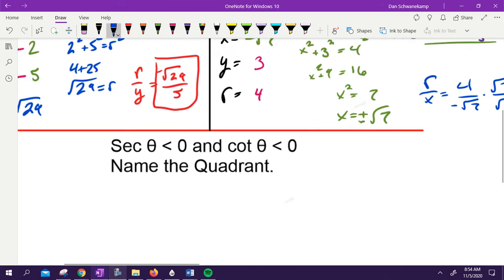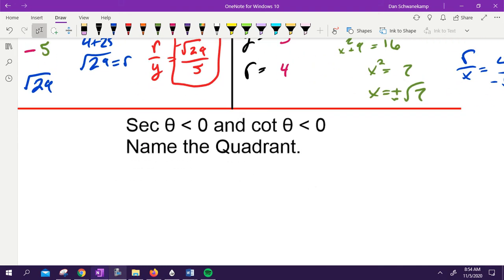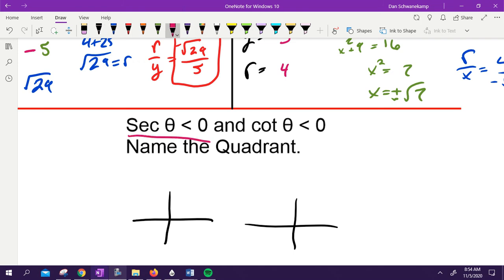Uno mas. Secant is less than 0. Cotangent less than 0. Name that quadrant. Show me with your fingers. Which quadrant did we end up in? Getting some 2s, some 4s. Let's see which one it is. If we are doing secant is less than 0, Aaron H., what does secant mean? Do we care about r if we're talking about signs? R is always positive. I'm less than 0, so I'm negative. Which direction, Aaron, do you need to go to make your x value negative? To the left. So it's either one of those two.